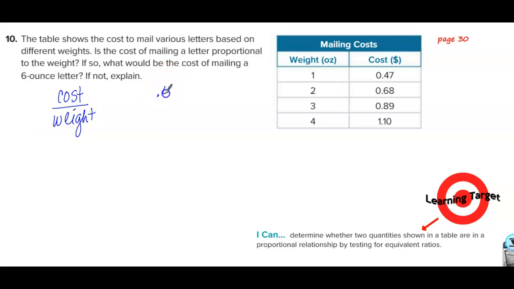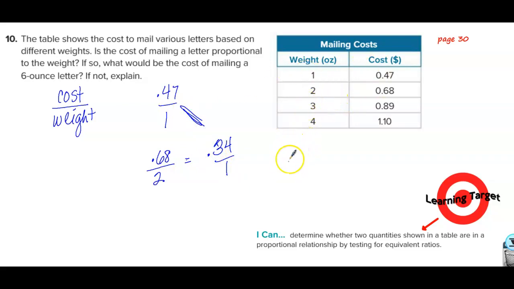So if we have 0.47 over 1, that's a unit rate, so we don't have to do anything with that one. What about 0.68 over 2? Well, you know what? 0.68 divided by 2 is going to give us 0.34 over 1. That's not equal. This is not a proportion.